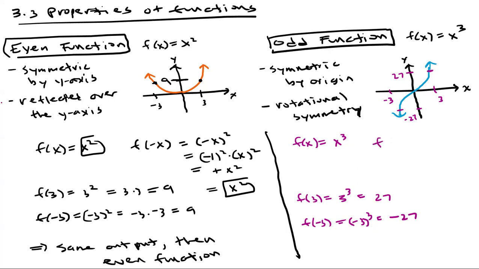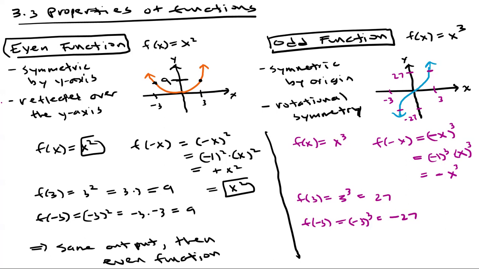Okay, so we have f of negative x. So that would be negative x to the third power. And that's going to give us negative 1 to the third power times x to the third power. And negative 1 to the third power is just negative 1 times negative 1 times negative 1, which is a negative. And then we have x to the third power.